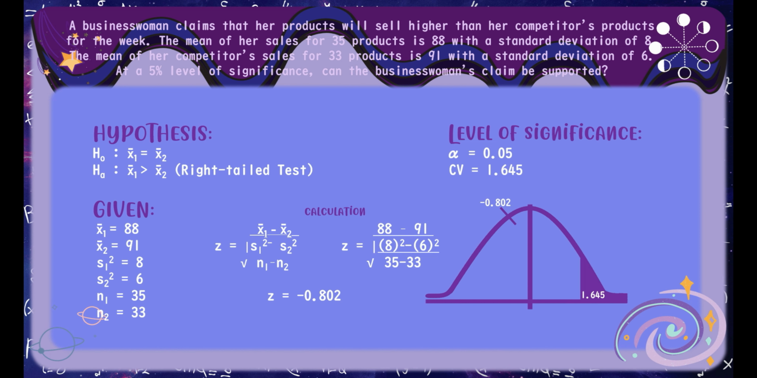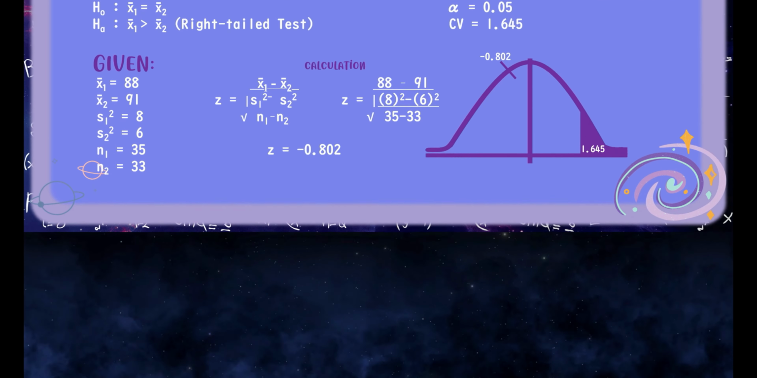For the calculation, z is equal to 88 minus 91 divided by the square root of 8 squared minus 6 squared over 35 minus 33. According to the calculation, z is equal to negative 0.802.